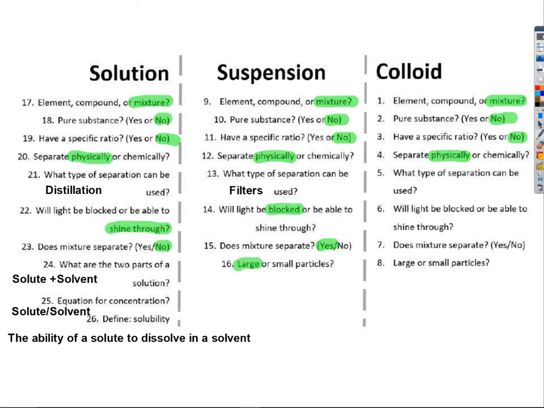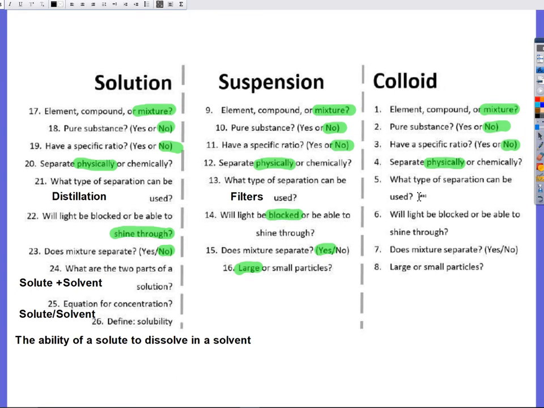Colloids can be separated a couple different ways. Kind of depends on what you're working with. So for instance, blood is a colloid because it doesn't separate on its own, but it blocks light. So you could use a centrifuge, or you could use distillation. Obviously you'd use a centrifuge for blood because you don't want to boil blood, or you'd end up killing all the cells inside.